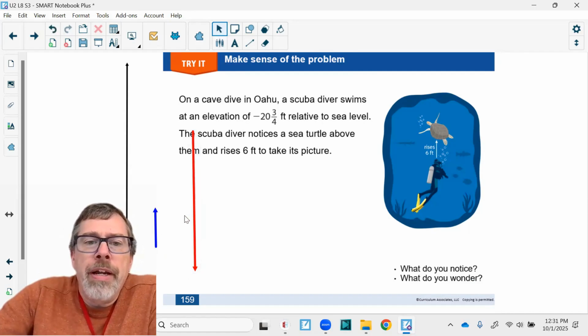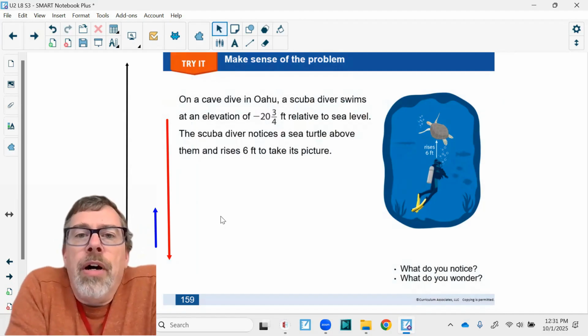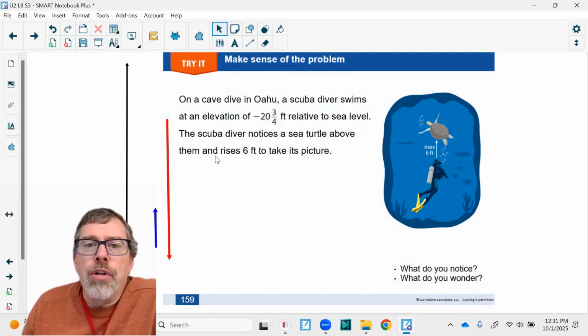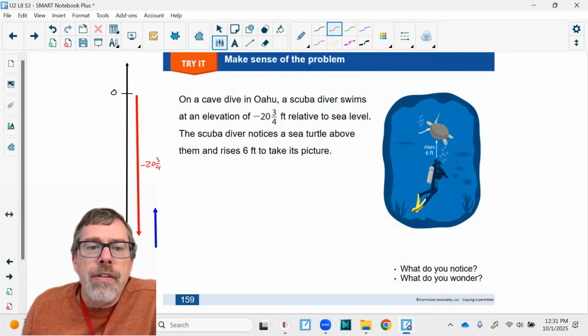Okay, I already made my arrows for you here. Let me just move them off. Okay, in Oahu, a scuba diver swims at an elevation of negative 20 3/4 feet relative to sea level, which means that I'm going to draw this here. I'm going to make this my 0 because that is sea level, and that negative 20 3/4 is feet.